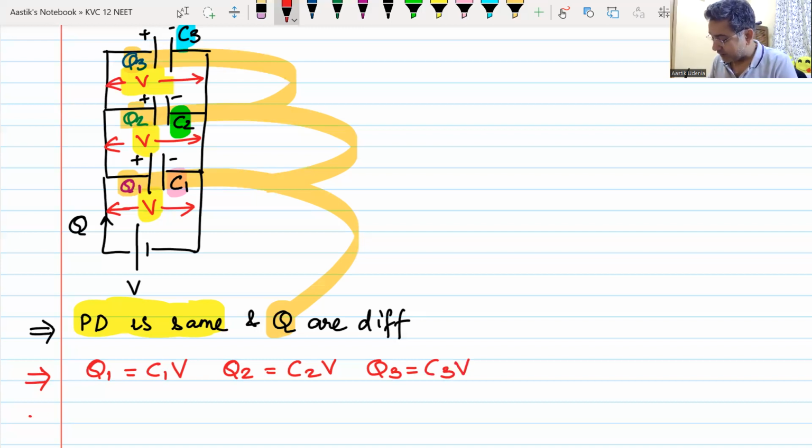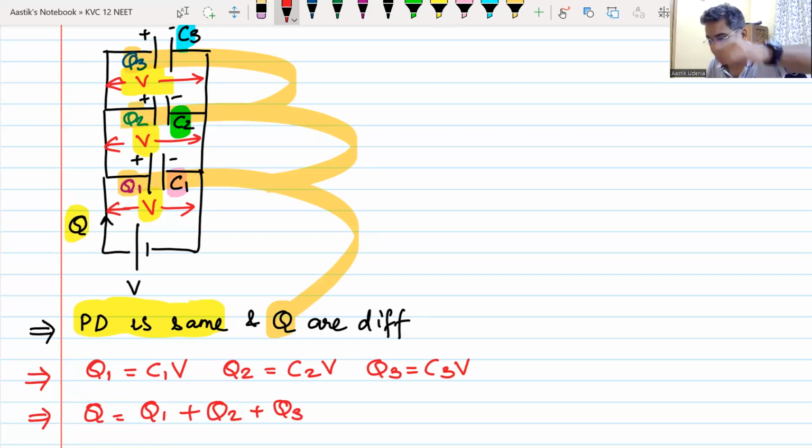Now, I can also write one more thing. As you can see, this total charge Q will be equal to Q1 plus Q2 plus Q3. In the case of series capacitors, the total voltage V was equal to V1 plus V2 plus V3. Here the total charge is equal to Q1 plus Q2 plus Q3. Do we understand this?